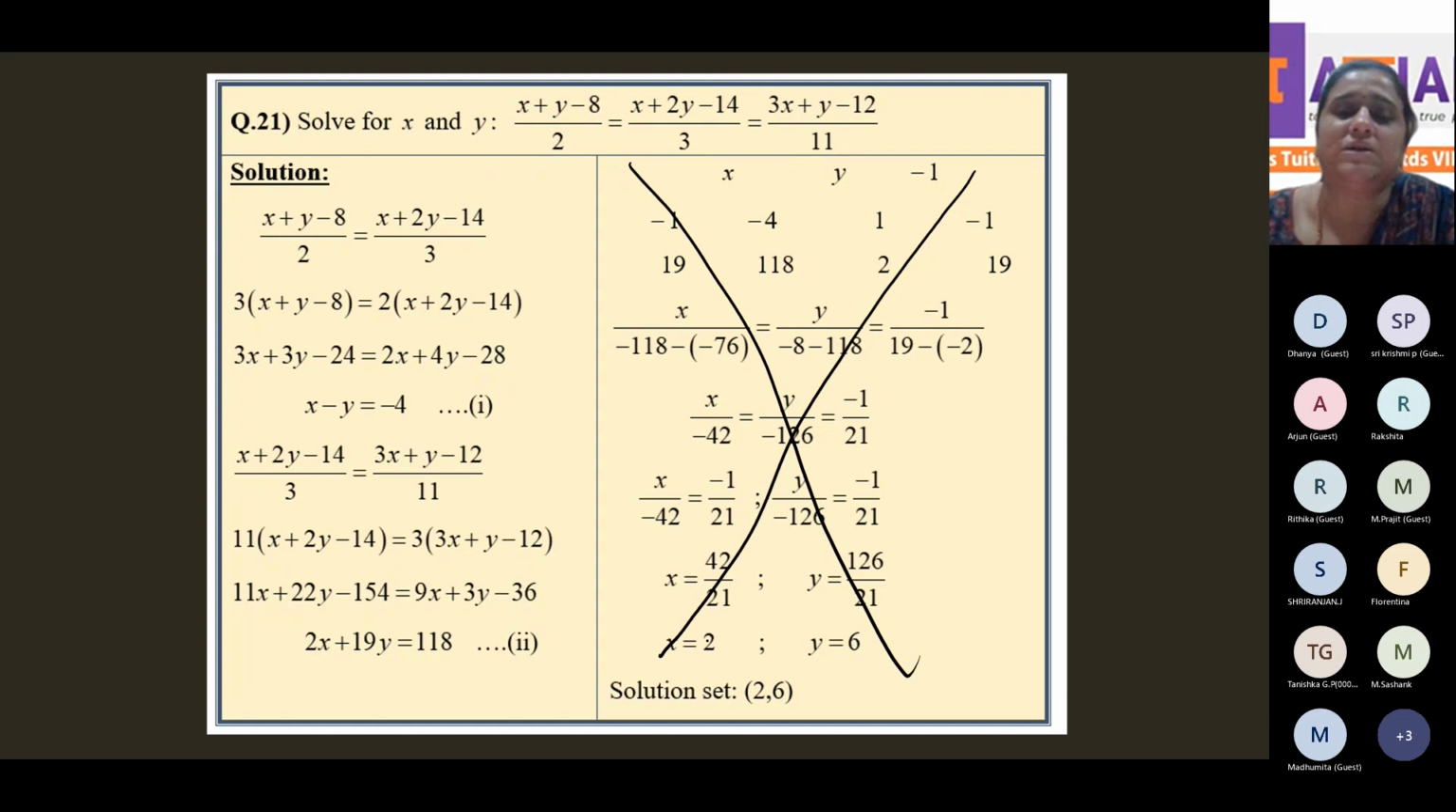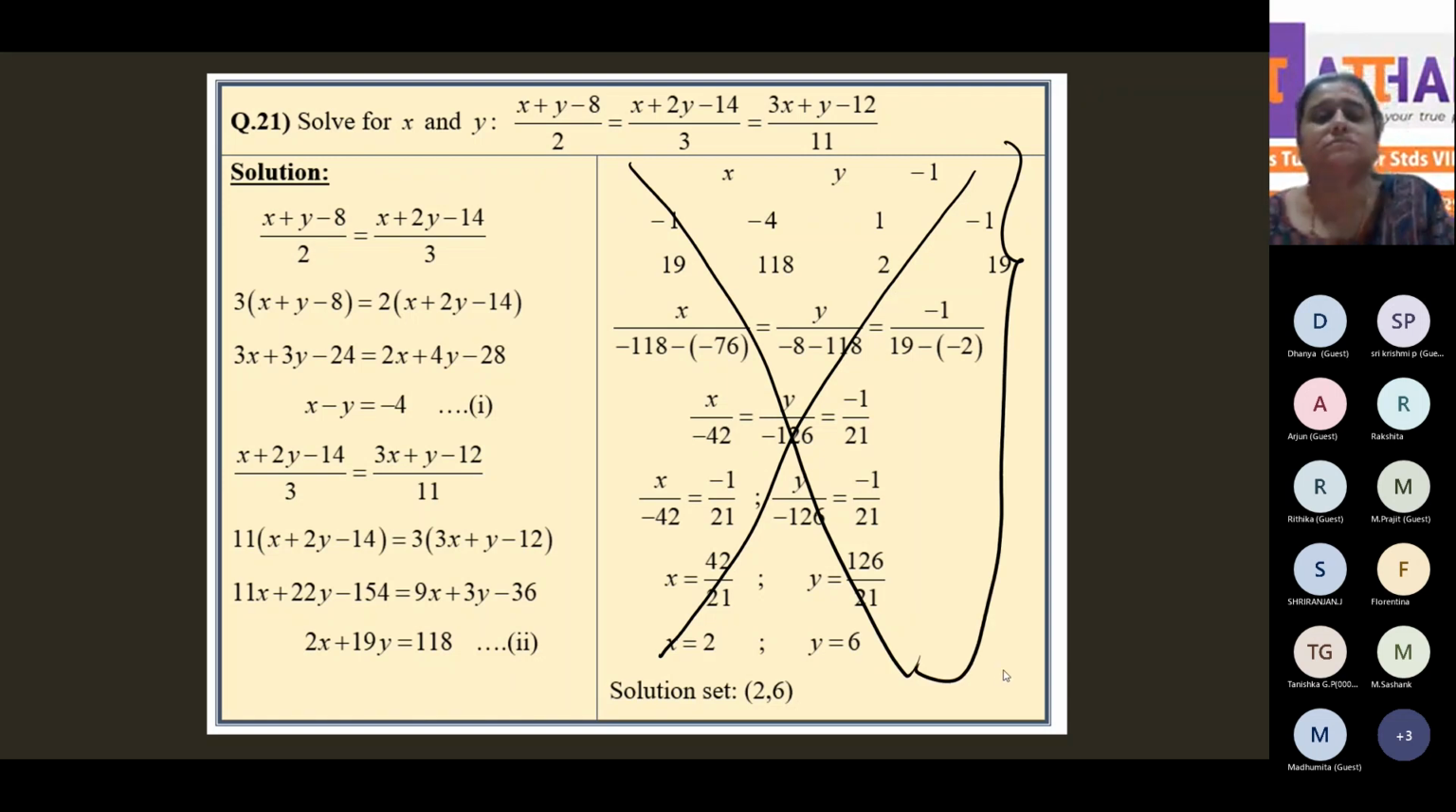This one is by the cross multiplication method. This you're not learning. So you just see how I have constructed the equations. You solve the two equations in your own way, elimination or substitution method, and find the values of x and y.